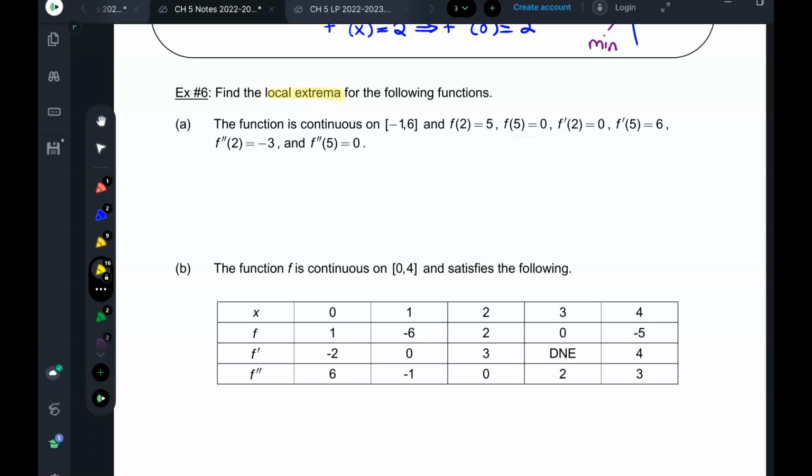Okay, then what else do we know? We know f prime of 2 is 0 and f prime of 5 is 6. And then we have the second derivative. Remember on that last example on the bonus question, I just gave you a bunch of different values. You have to decide what is important here.